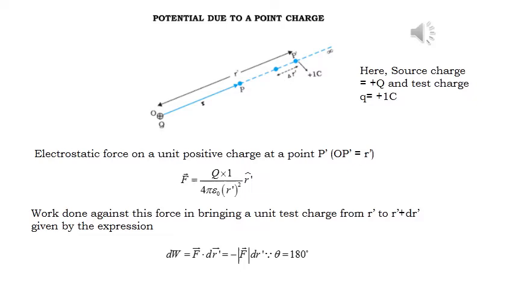And we calculate the differential work done dW, the product of the force vector and the differential distance dr dash. So dW equal to F vector dot dr dash. As the direction of F vector and dr dash are opposite to each other, theta will be 180 degrees. So dW equal to minus mod of F vector into dr dash.